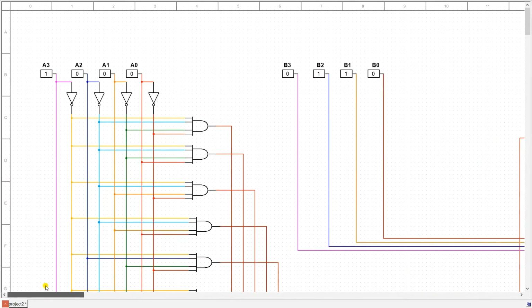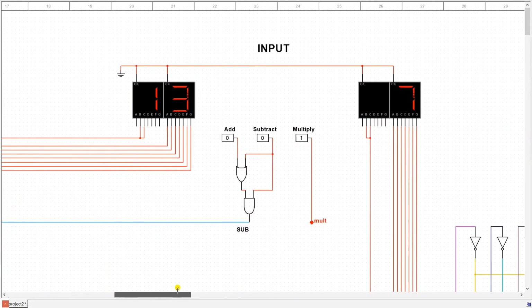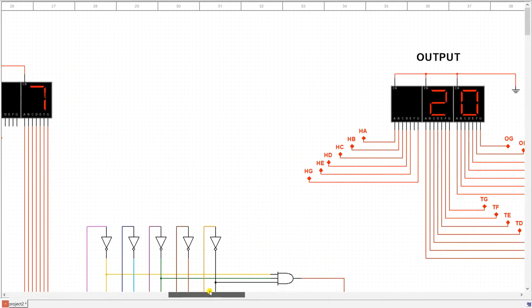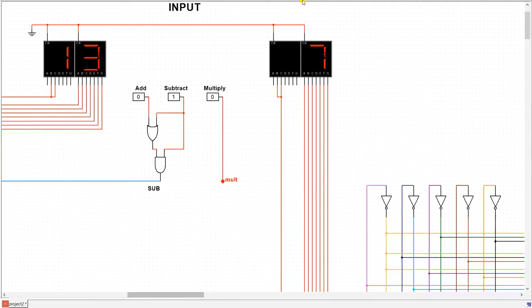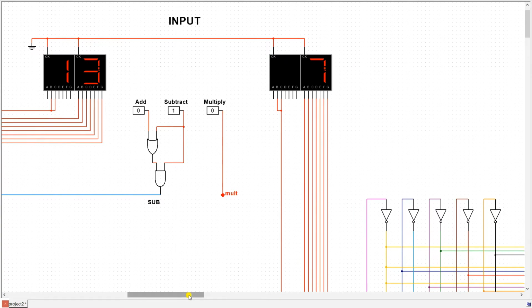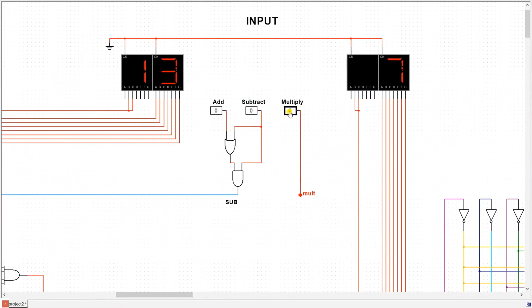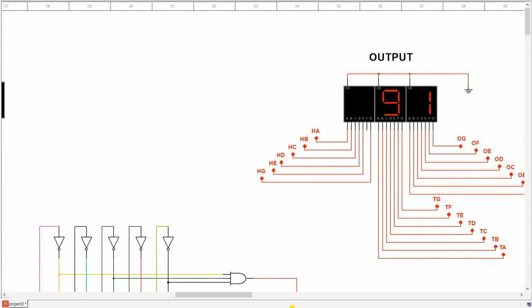Next set of numbers, 1101 and 0111. The decoded input will be 13 and 7. If we add the numbers, the answer is 20. If you subtract it, the answer is 6. Then if you multiply it, the answer is 91.